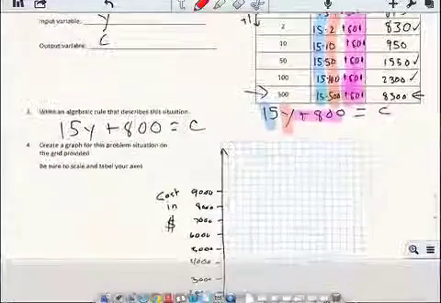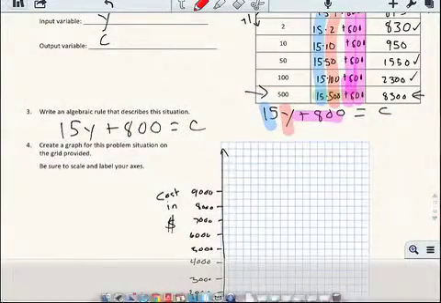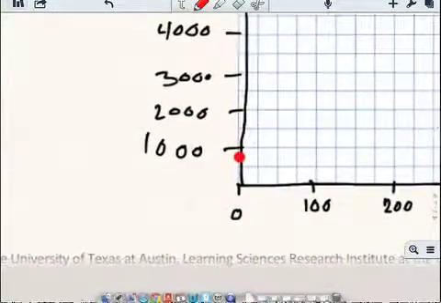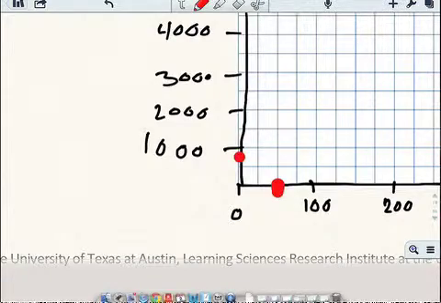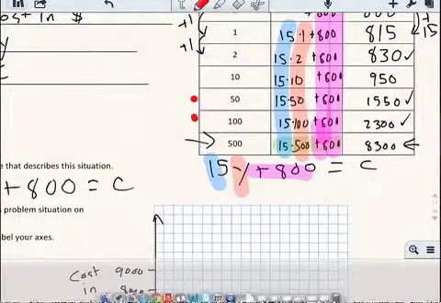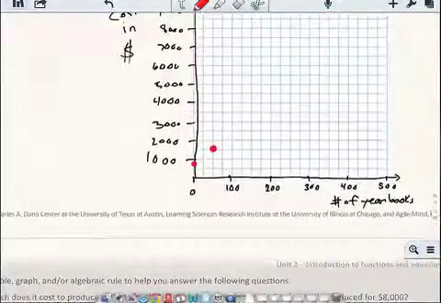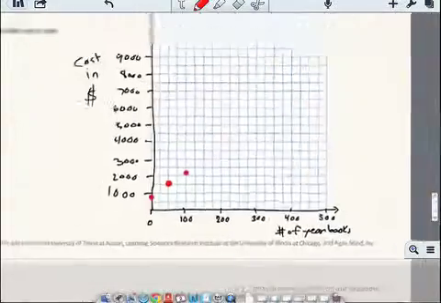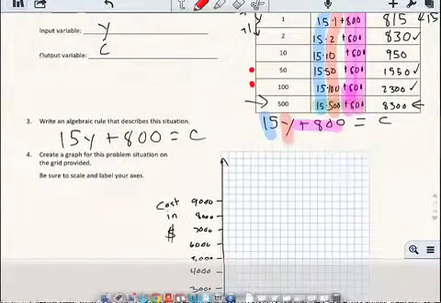I'm going to jump up to something that's much larger. I'm going to go to 50 and 1550. So I'm going to go to that one now. So 50 is right here. And I'm going to go all the way up to 1550, which is right about there. Okay. Let's keep going. 100 and 2300 is right about there. You might notice that they're forming a line. That's what I should expect.